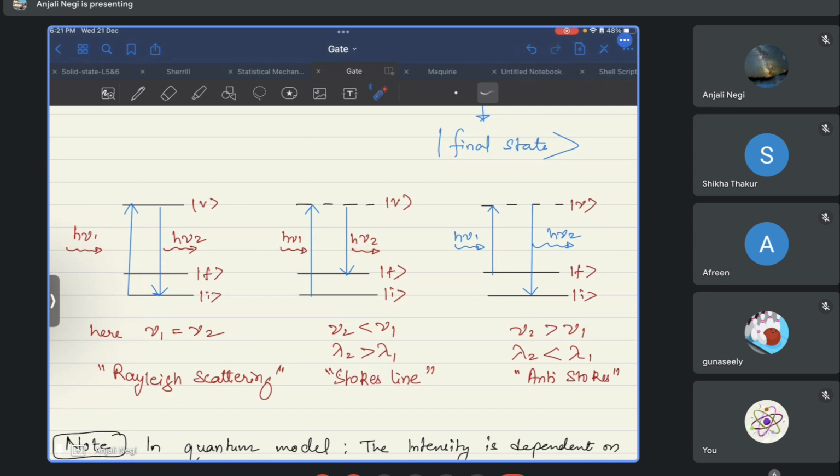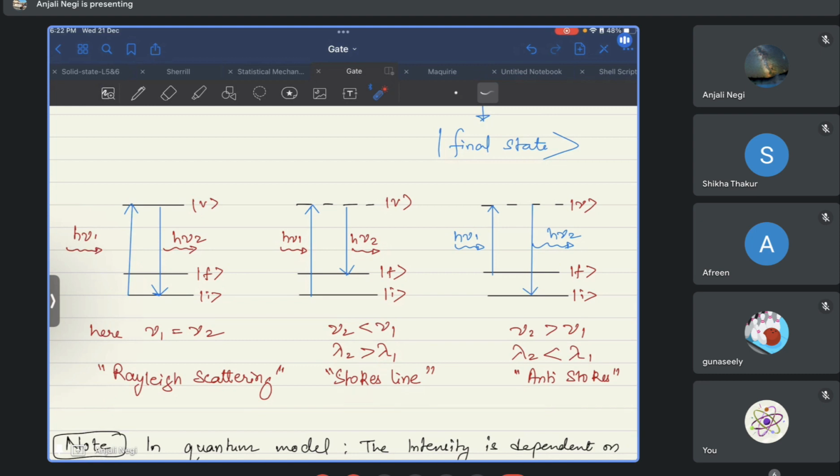So this says that my mu 2 is lower than mu 1, and the wavelength of mu 2 is greater than lambda 1, that is the incident one. So my scattered wavelength is greater than the incident one, and hence this is the Stokes line.